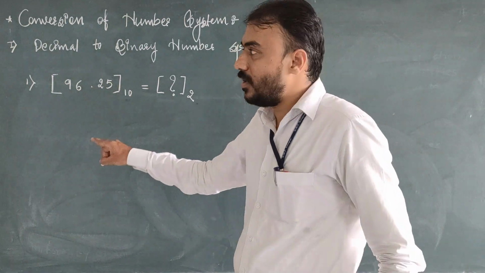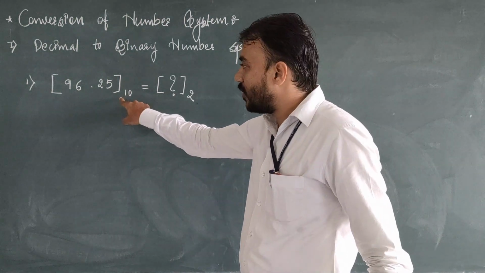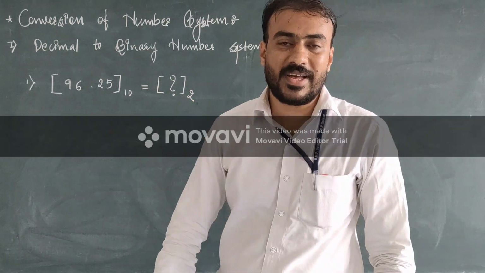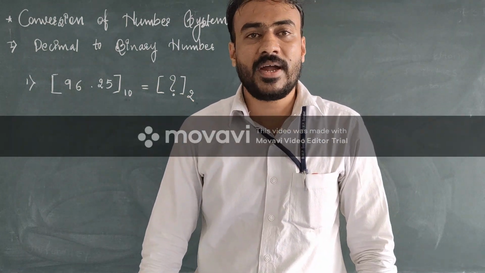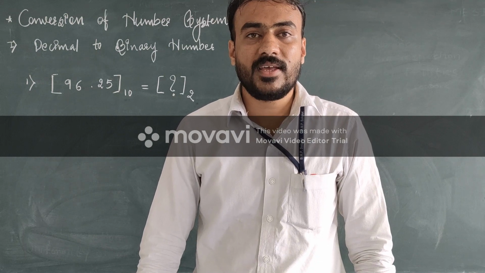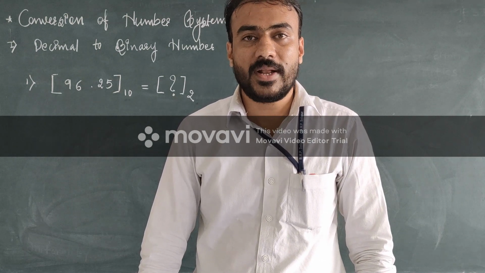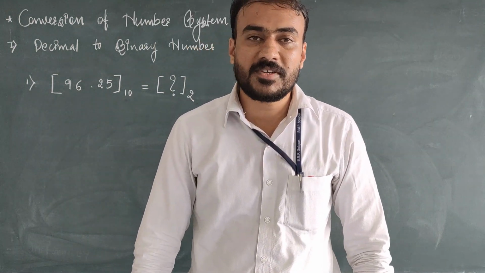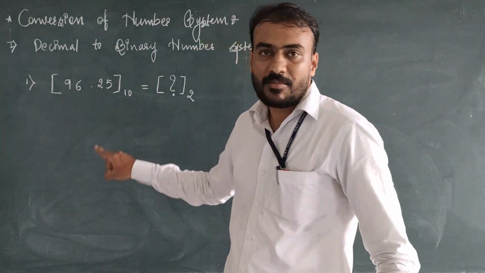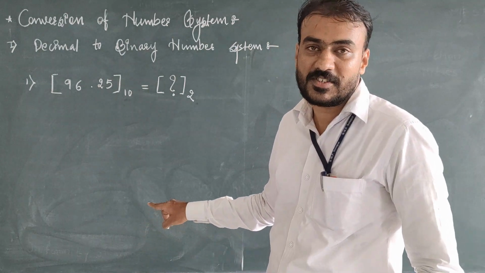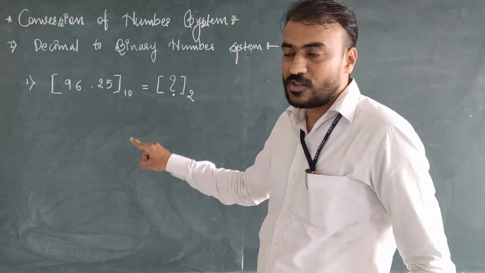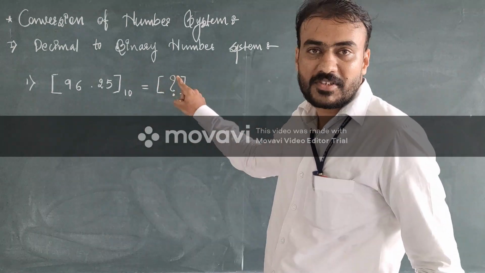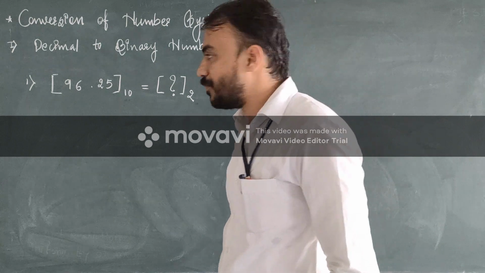So this example expects us to solve a conversion of a decimal number into a binary number. The binary number system has a base value of 2. The reason is that the binary number system has only two valid numbers, 0 and 1. The decimal number system has 10 valid numbers, 0 to 9, so the base value is 10. The binary number system has only two valid numbers, 0 and 1, so the base value is 2. So this example is here to convert a decimal number into a binary number.